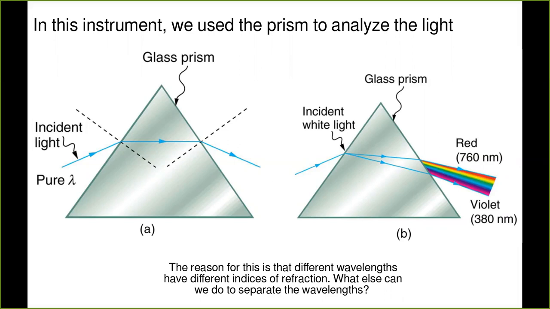And actually we use them in these combinations, prisms, right? Do we have that in some of the solar telescopes? No, not really. No.